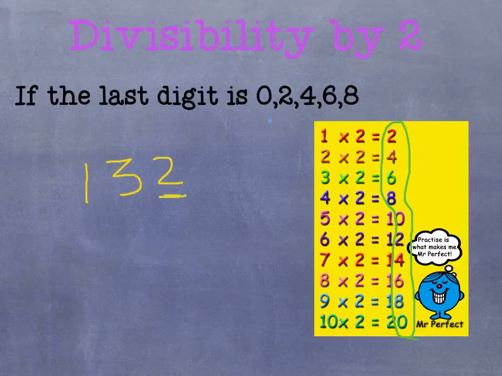This goes on repeating. So all you have to do is check for the last digit. If the last digit is even, because 0, 2, 4, 6, 8 are even numbers, then we say that the number is divisible by 2. In our example over here, 132, the last digit is 2. Now we know 2 is even, so therefore 132 is divisible by 2.